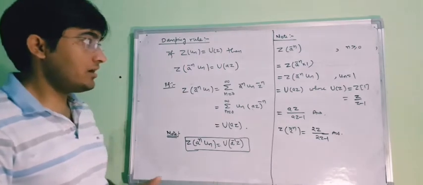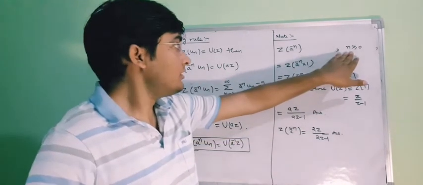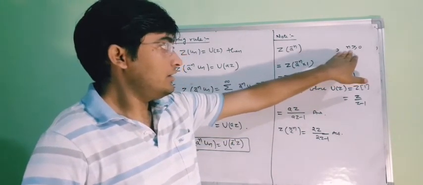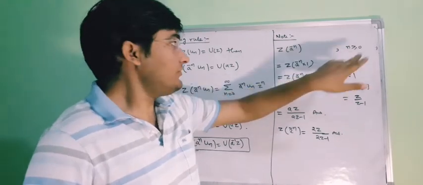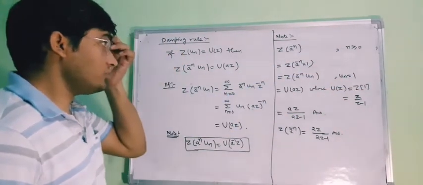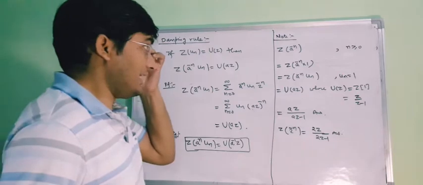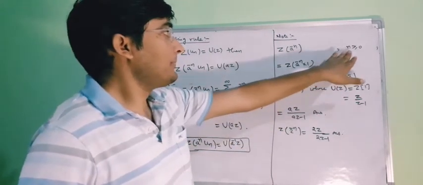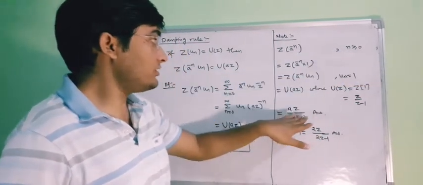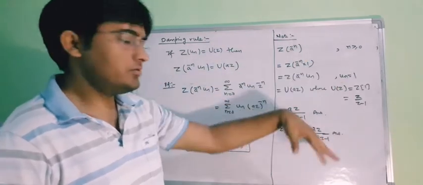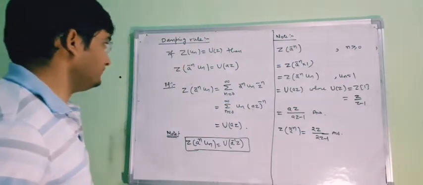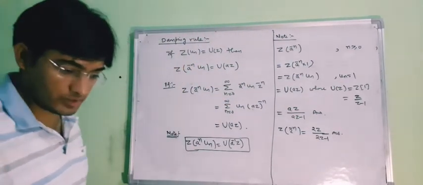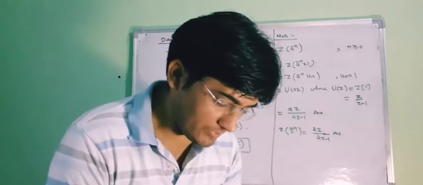Please note that here our n is greater than or equal to 0. Now if this n is not greater than or equal to 0, and suppose your n is greater than 0, then we will not get this answer, then this will be a different one. So this is your Z transformation of a power minus n. Then let us find out.